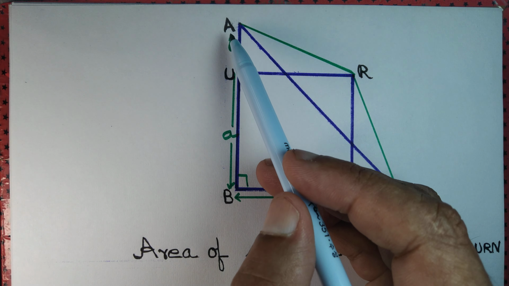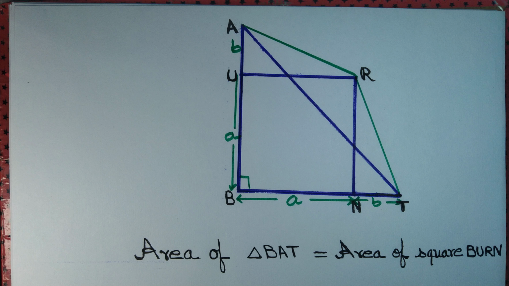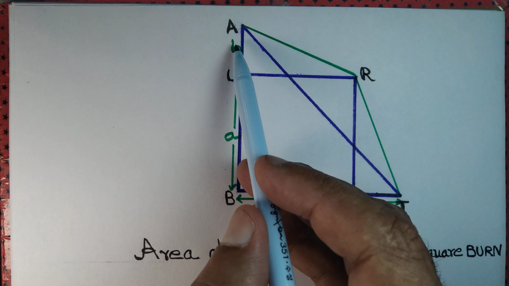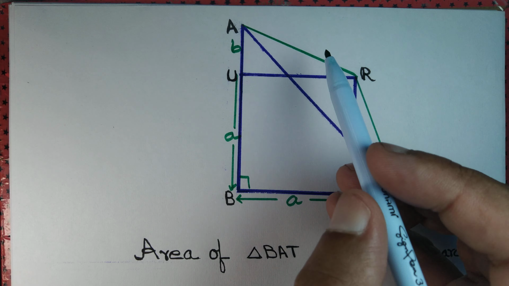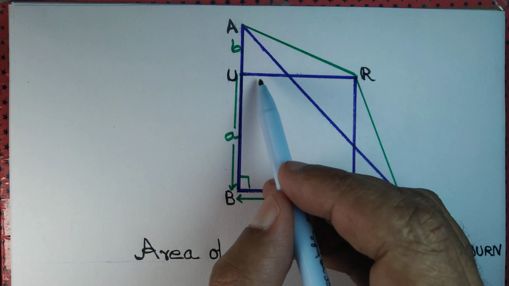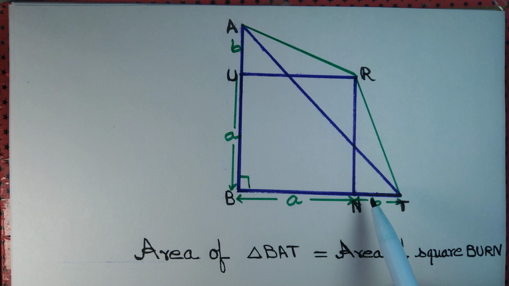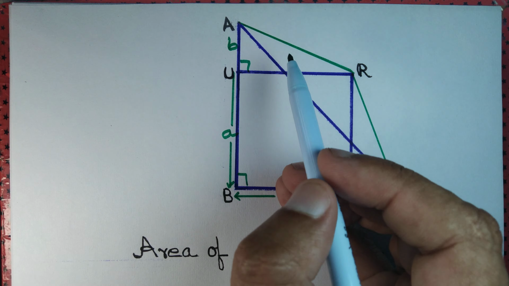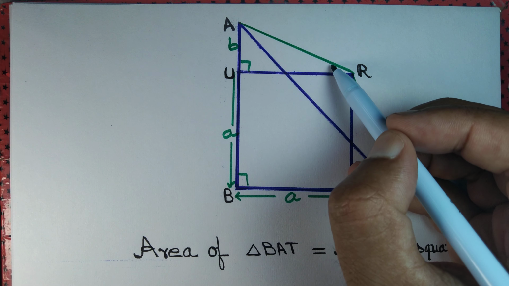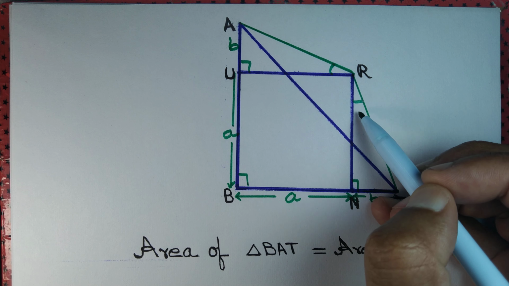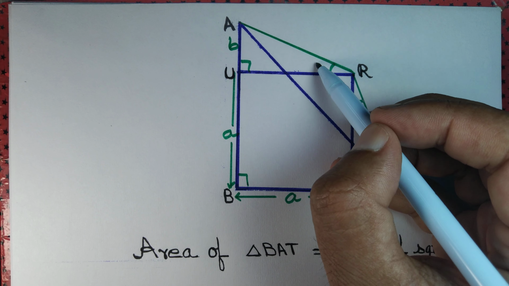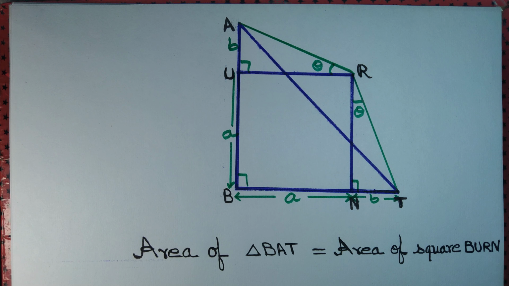You see that triangle AUR must be congruent to triangle TNR because those two sides are equal, and this also measures a unit, the whole length UR equal to RN. So we can use side angle side congruence. Once again, side angle side congruence. So these two angles must be equal. Let this be theta, and then this will also be equal to theta.